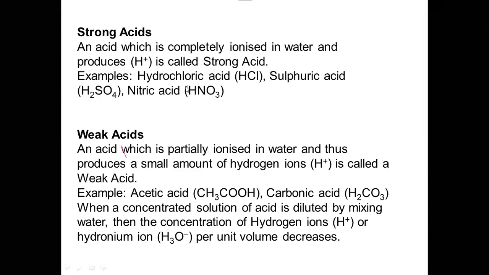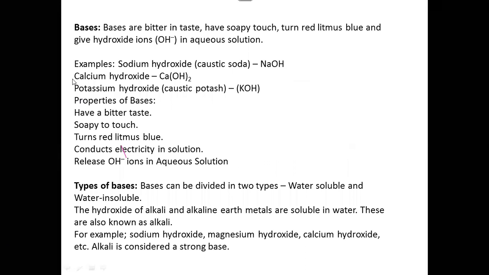You have to remember examples of strong acids and examples of weak acids. Examples of strong acids are hydrochloric acid, sulfuric acid, and nitric acid. Examples of weak acids are acetic acid, carbonic acid, H2CO3. A concentrated solution of acid is diluted by mixing with water. The concentration of hydrogen ion or hydronium ion, that is H3O plus ion, per unit volume decreases in weak acid.